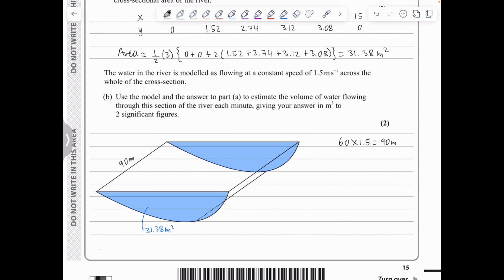So we're essentially looking at a prism with a cross-sectional area of 31.38 and a length of 90. So the volume is going to be the cross-sectional area times the length. This gives an answer of 2,842.2 cubic meters, which correct to two significant figures is 2,800 cubic meters.